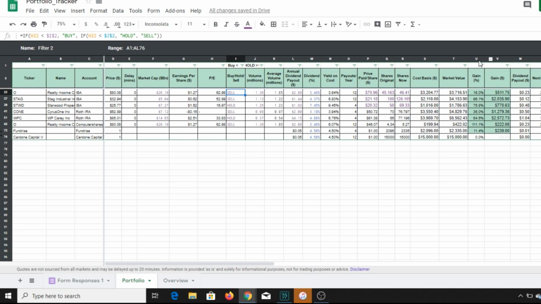Ignore this buy, hold, sell thing here. It's a work in progress, and you don't use buy, hold, sell or price to earnings for real estate investment trusts anyway. You use price to funds from operations. So ignore that for this particular case.